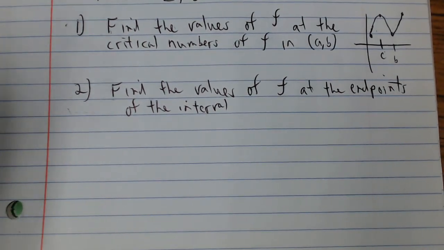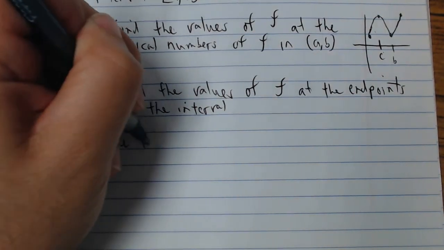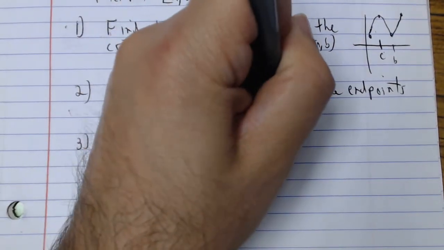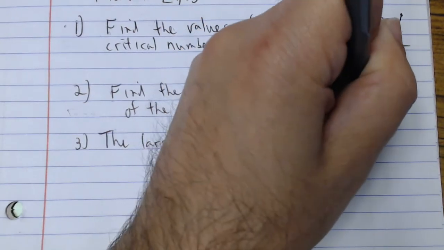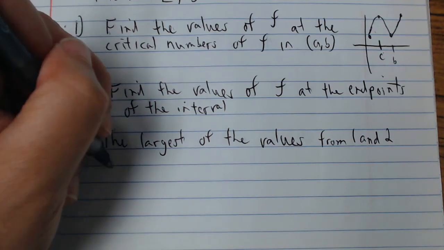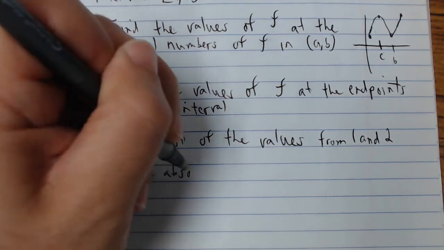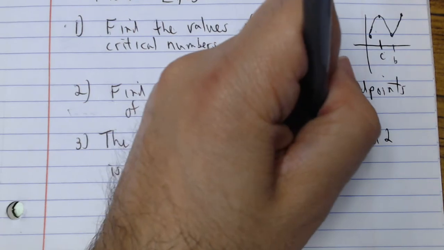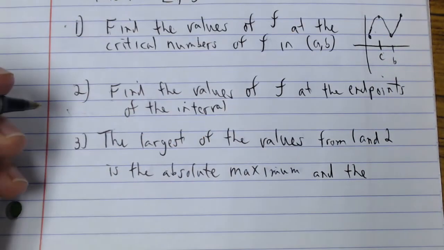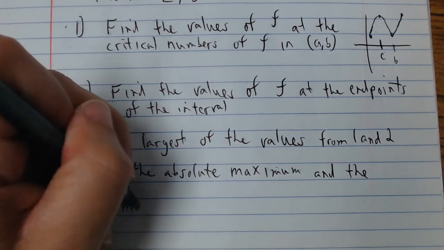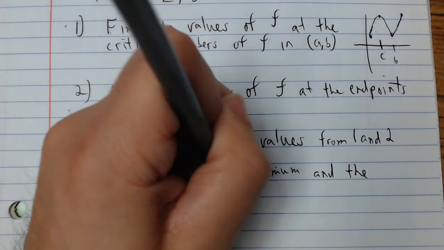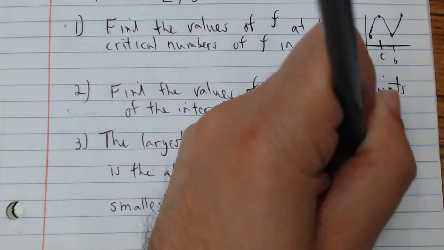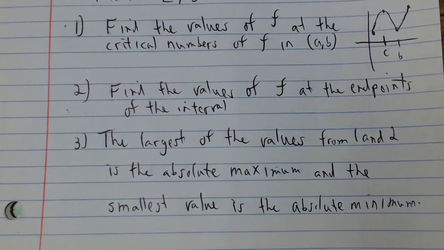So the third step would be: the largest of the values from 1 and 2 is the absolute maximum, and the smallest value is the absolute minimum. Okay, so that basically wraps up this section.